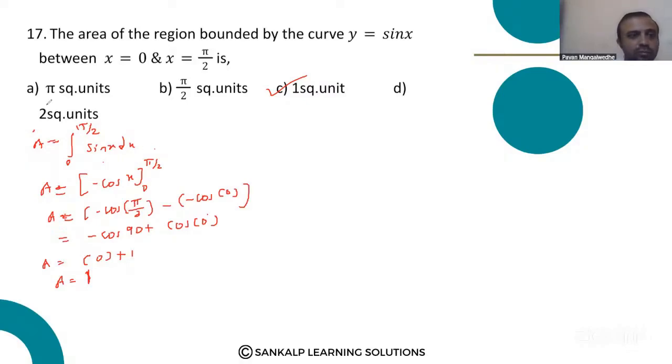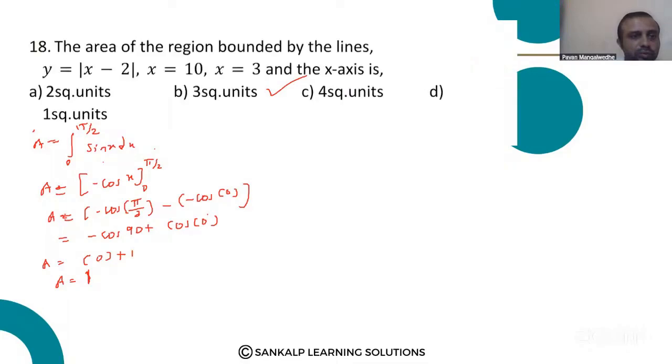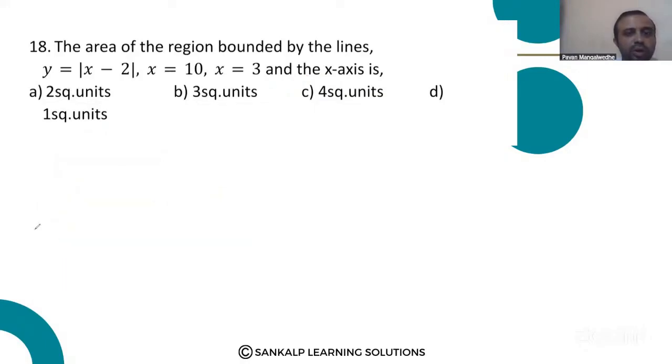Next question. The area of the region bounded by the lines y equals mod of (x minus 2), x equals 10, x equals 3, and the x-axis is what? The options are 2 square units, 3 square units, 4 square units, and 1 square unit. Try to solve this.